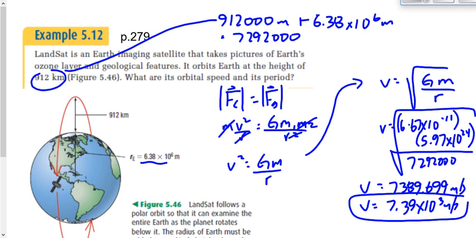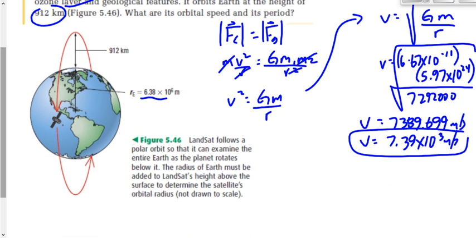Are we done? No, we're not done. We found the speed, but that's not all we're looking for here, right? We want the period as well. What equation do you think we might use to find the period? JC? Yeah, v is equal to 2 pi r over T. I was going to lead you too much, and I shouldn't have. I was going to say, what equation relates the period to the speed?